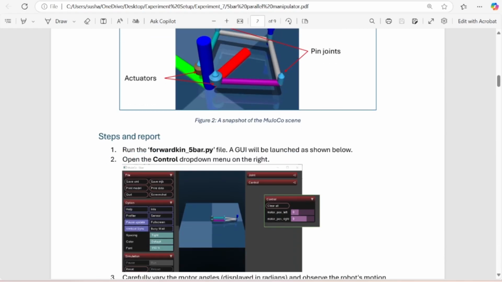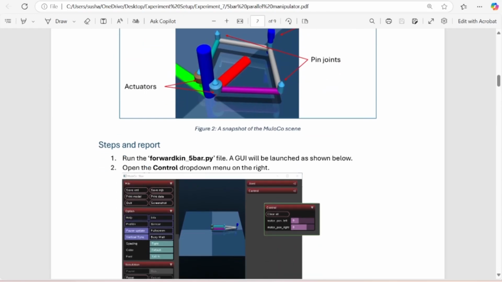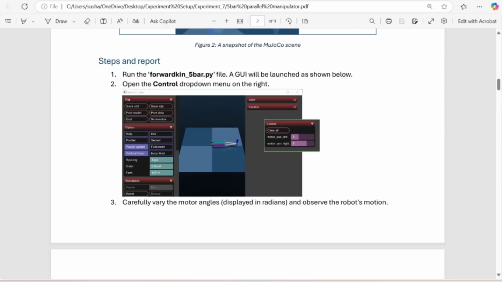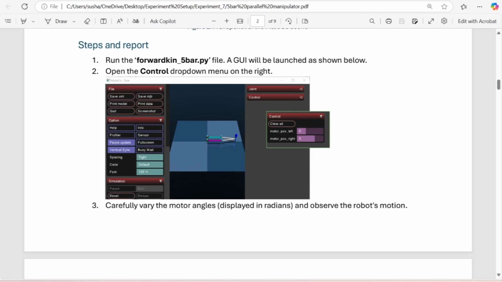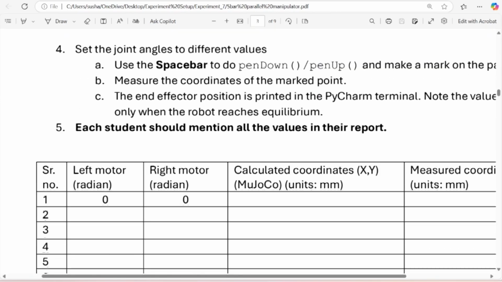The second is to mention that when you're changing theta 1 and theta 2, the simulator will actually move to the position. This is what the MuJoCo simulator looks like for the 5-bar mechanism. You can see in the GUI that there is a joint-based joint and there is control. If you click on control, what you see here is the motor position left, motor position right. If you enter the numerical values in radians of motor position left and motor position right, it will compute the forward kinematics and take the pen to a particular location. So that is the first one.